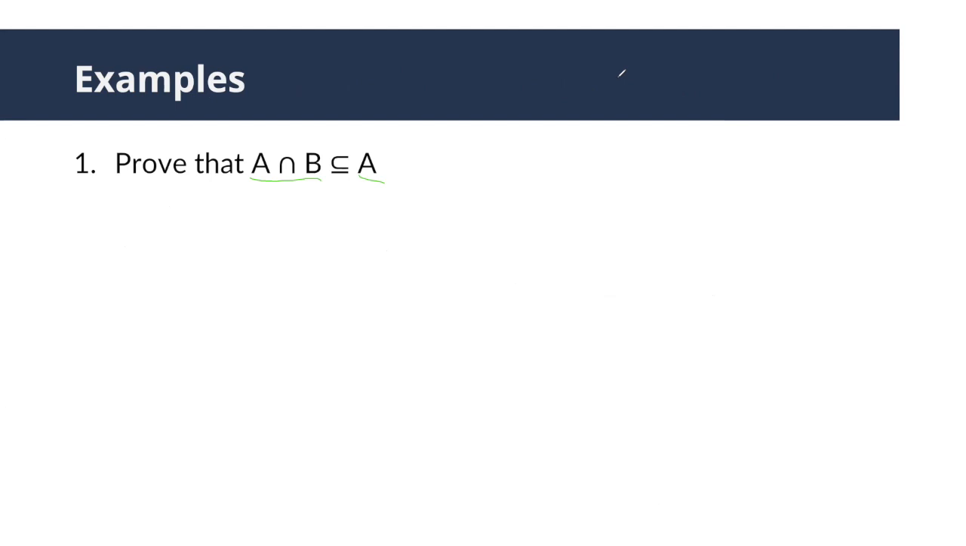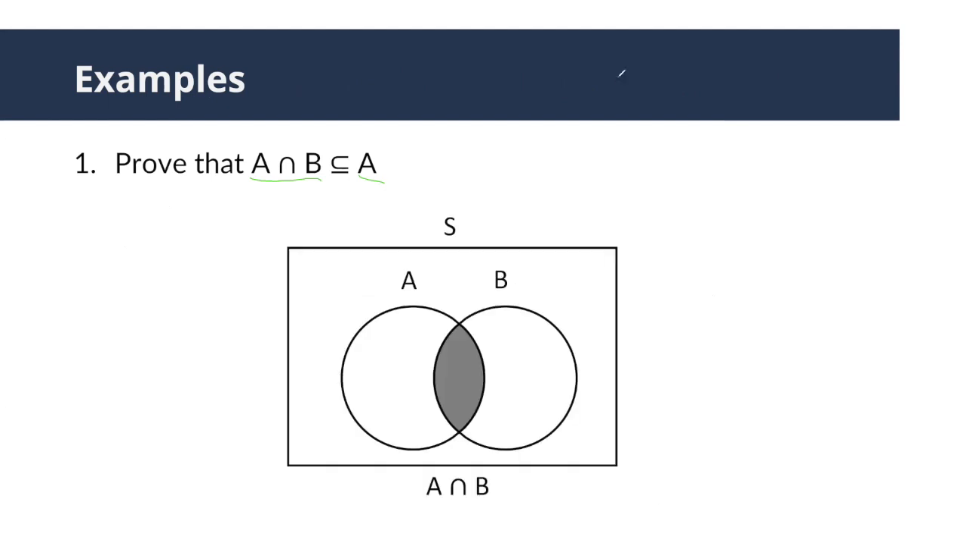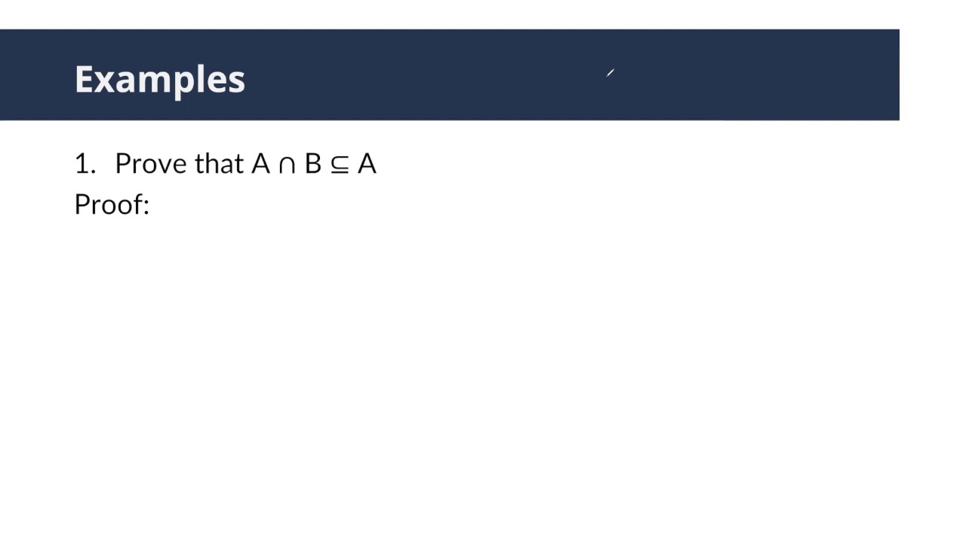If you don't know how to prove this relation, you can first use the Venn diagram to illustrate it. And hopefully after you draw the Venn diagram, it can inspire you how to prove this relation. Here is the Venn diagram. You can see, indeed, the shaded area is a subset of A. Now let's see the formal proof.